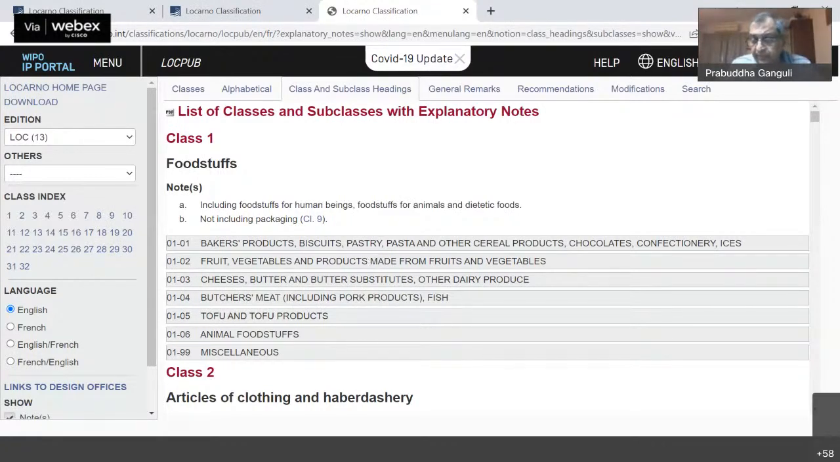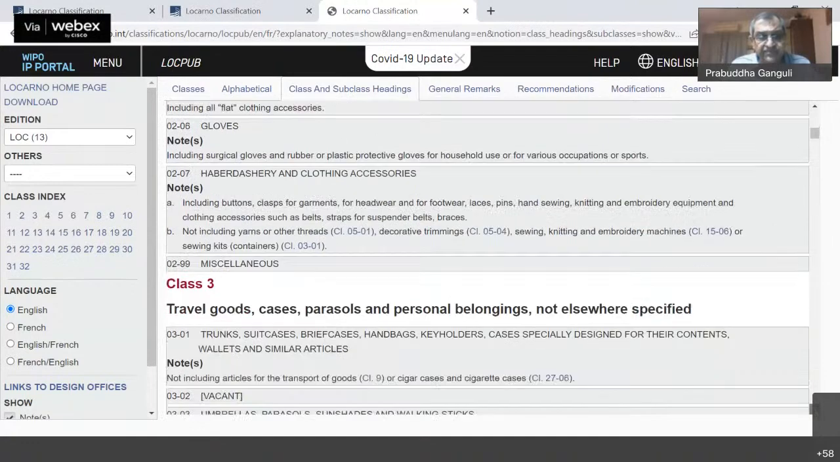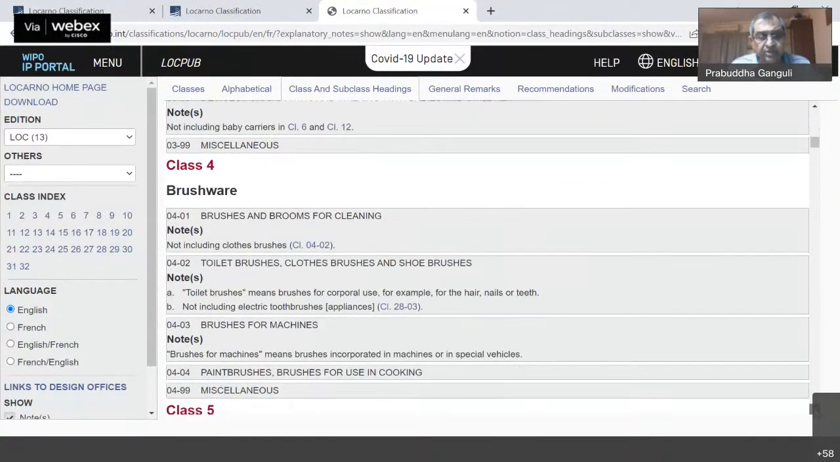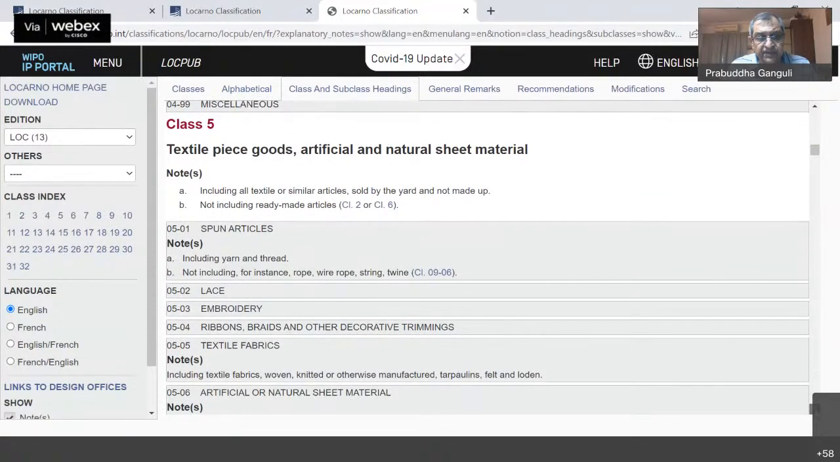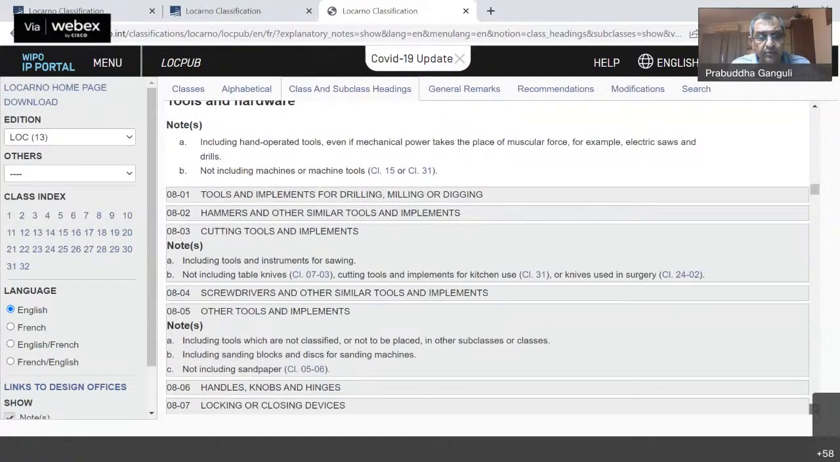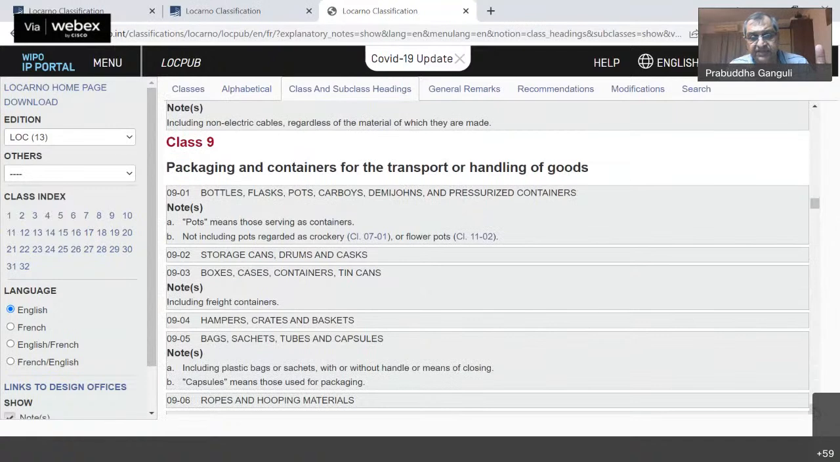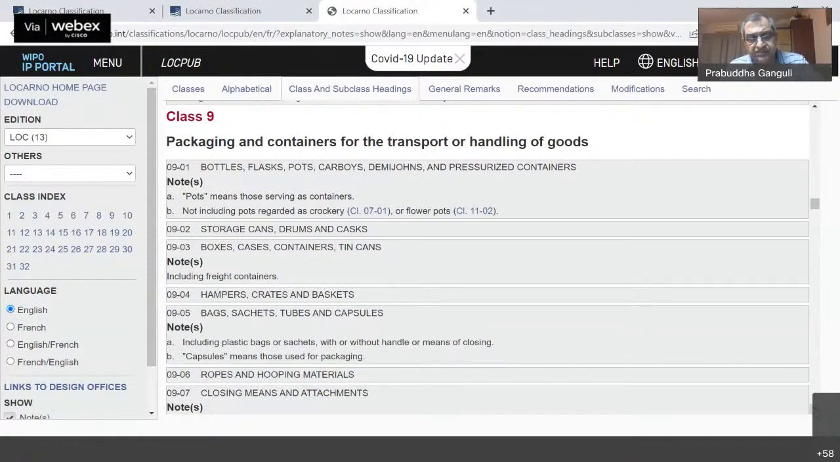If you remember yesterday, as we were doing our work, see here: clothing, travel goods is class 3, brushware class 4, class 6 is furnishing, and 8 is tools. Under each of them there is a subclass, a whole bunch of subclasses. For example, packaging and containers: bottles, flasks are 09-01, class 9. Storage cans, drums are 09-02. If you're doing design work on boxes, cases, bags, sachets, then it becomes 09-05, etc.